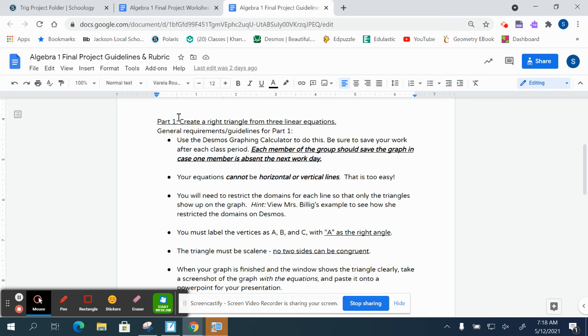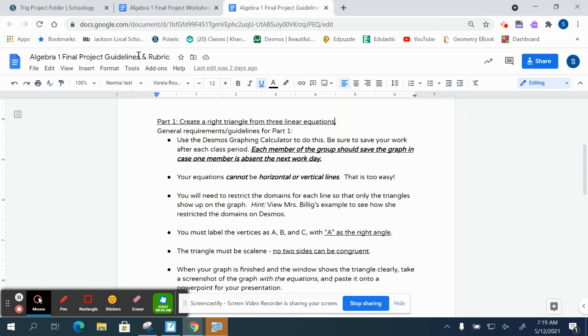All right, so the first thing you're going to do is create a right triangle from 3 linear equations. So if you want to make a right triangle, then one of the angles has to be a right angle, which means that 2 of the lines have to be perpendicular. To be perpendicular, that means that the slopes will be opposite reciprocals of each other.